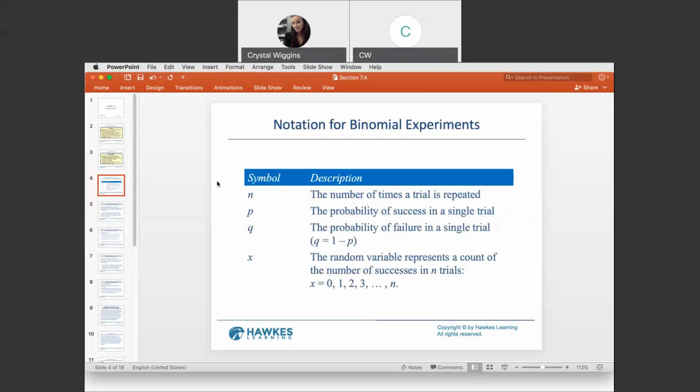Okay, here's a rundown of the new symbols we are working with. Some are new, some are not. n is always going to be the sample size, and in binomial experiments it's the number of trials that are being done in a particular experiment. p is the probability of success, q is the probability of failure, and x is that random variable which counts the number of successes in those trials.